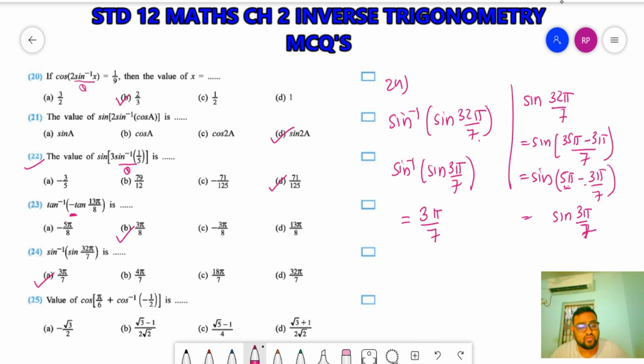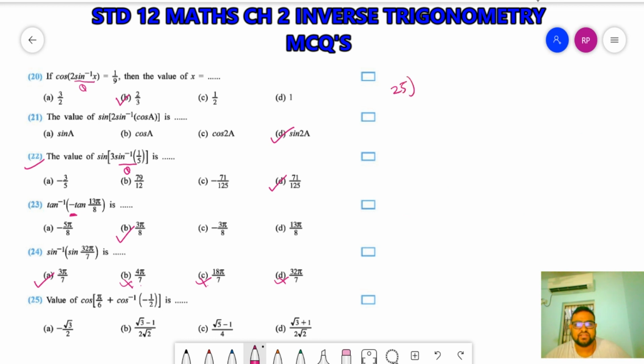You can also solve 24 by options. 32 pi by 7 doesn't lie in the range minus pi by 2 to pi by 2. 18 pi by 7 and 4 pi by 7, all these three options don't lie in the range minus pi by 2 to pi by 2. So only one option, that is option A, lies in the range. So no need to solve this. You can directly click on option A. Okay. Now let's see the next, 25th.